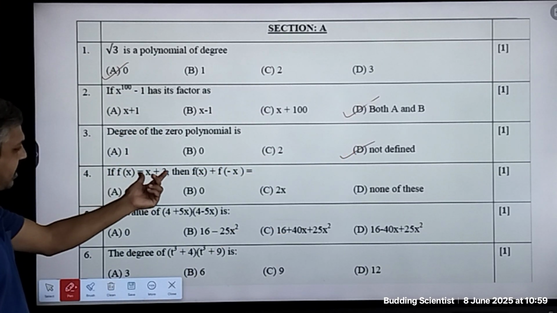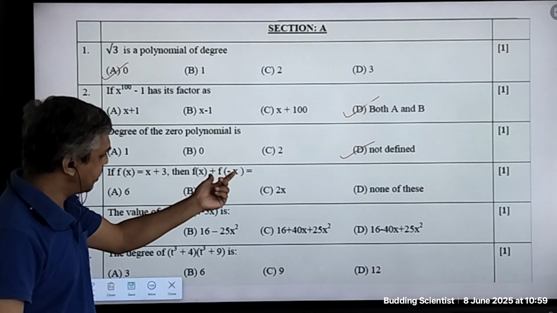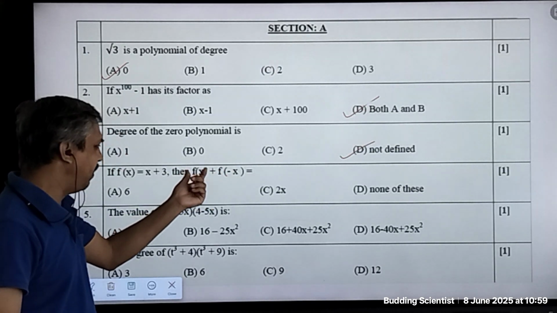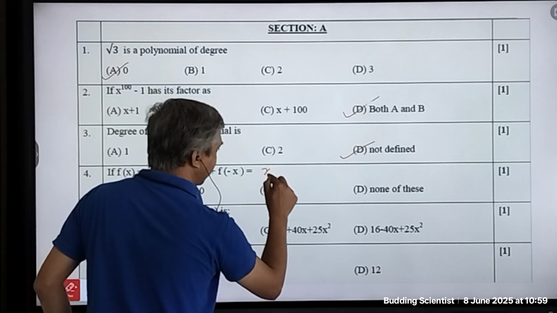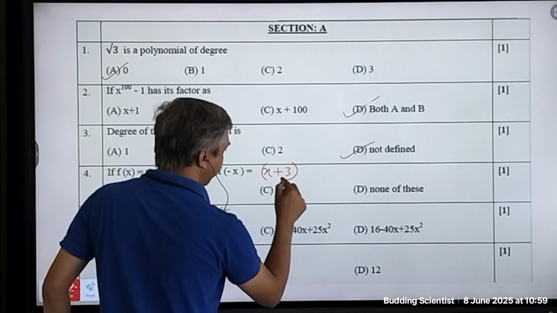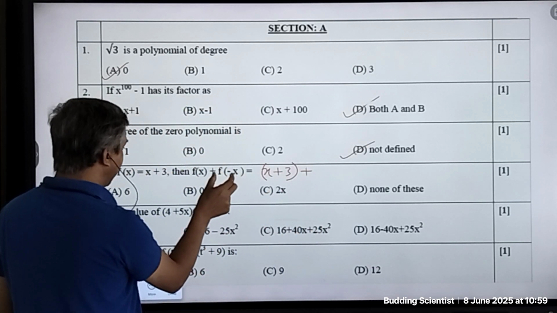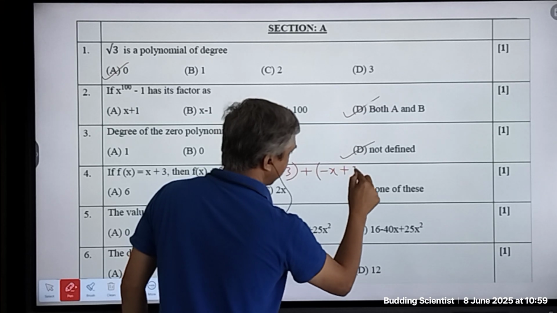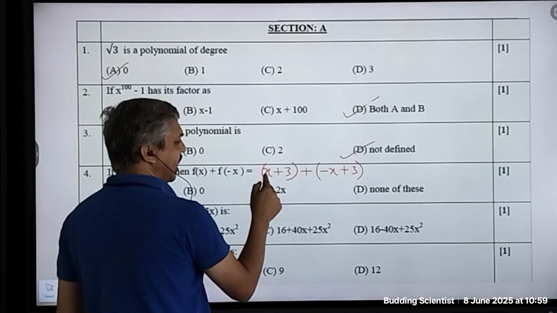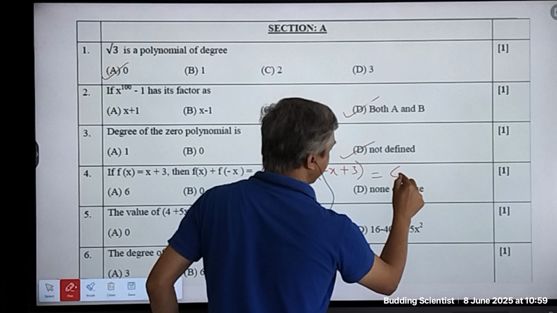f of x is x plus 3. Then find the value of f of x plus f of minus x. f of x is x plus 3, plus f of minus x would be minus x plus 3, and by opening out brackets we get x and minus x cancelled, so the answer will be 6.